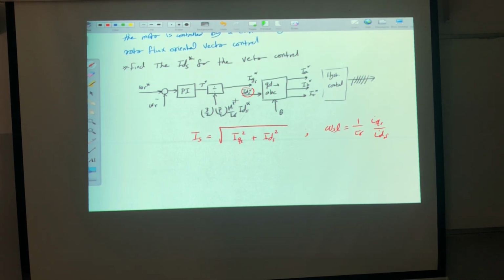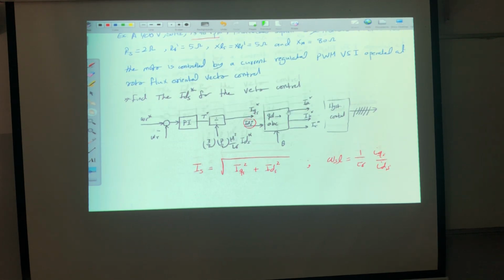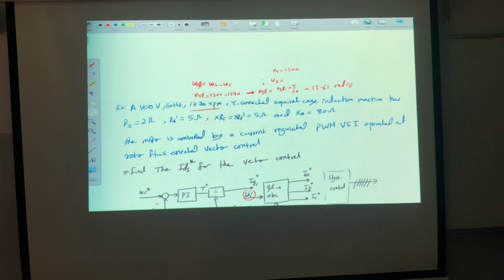So I need to multiply it by what? By P over 2. So in order to calculate the electrical one, this will be equal to P over 2 multiplied by 13.61, which is 27.22 rad per second. So the 13.61 is mechanical.